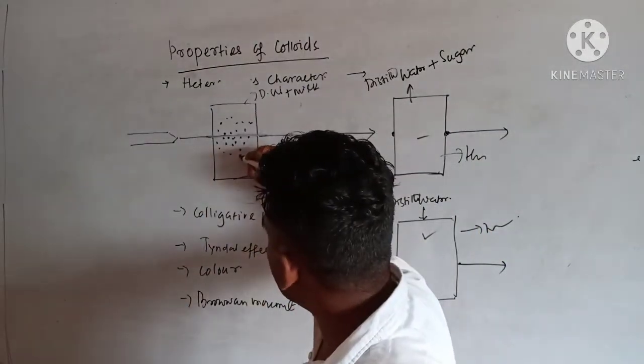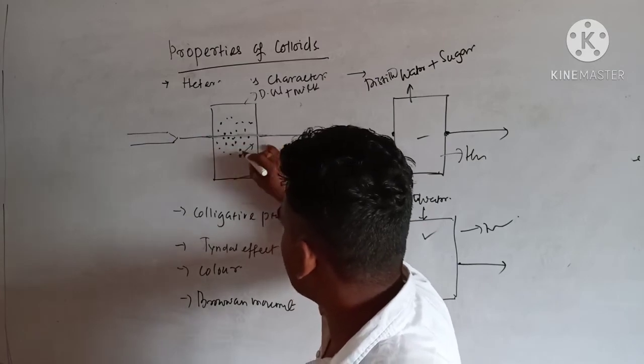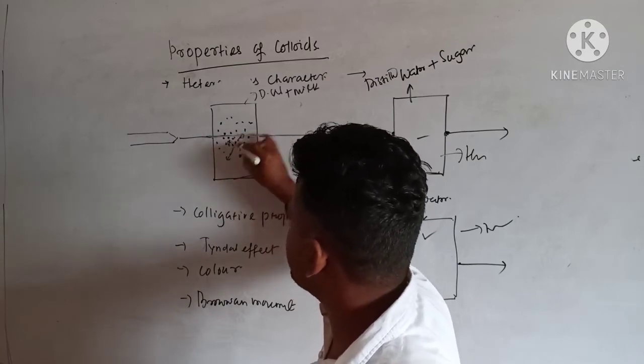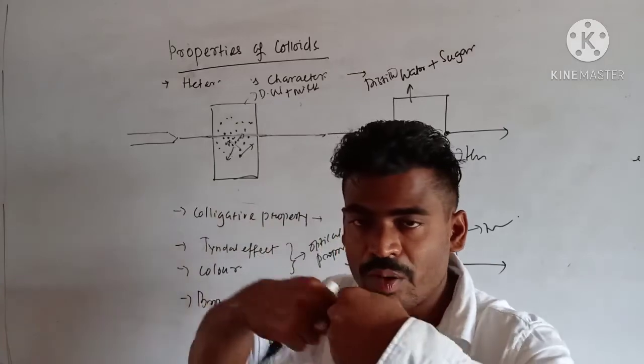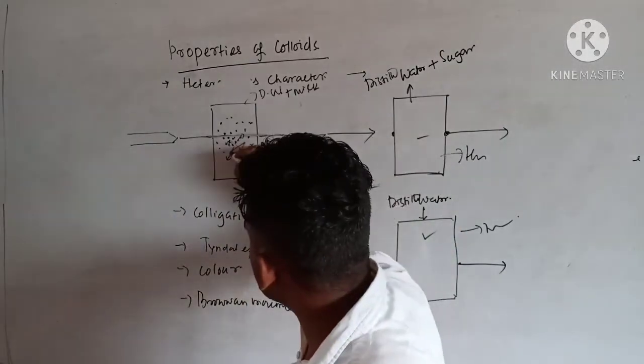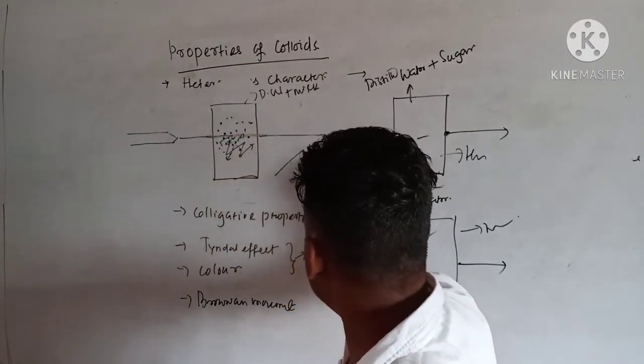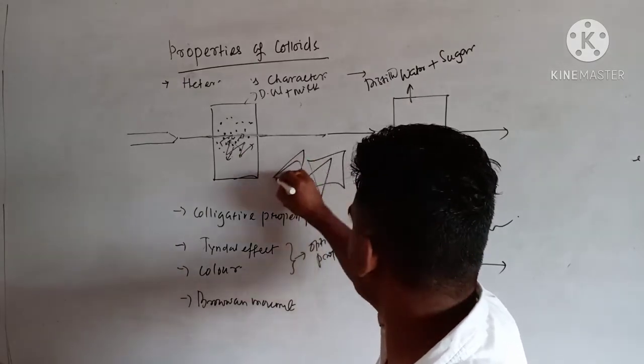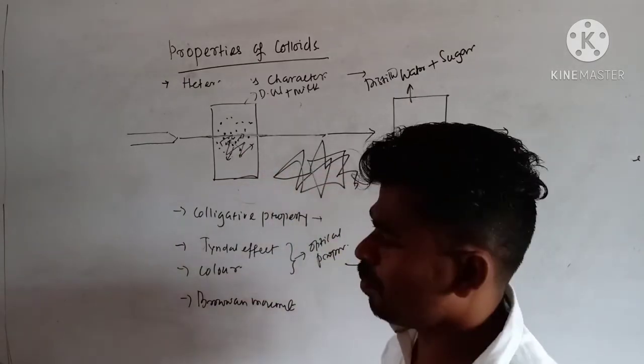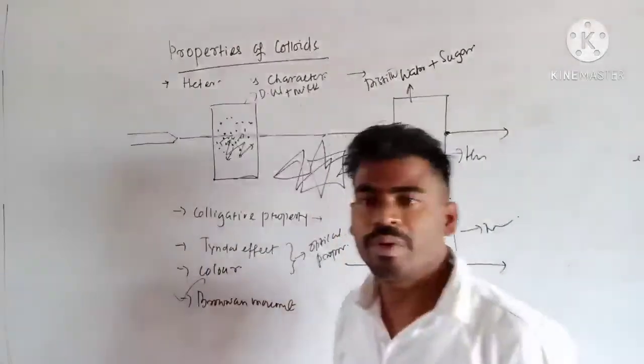And you see these particles, like gas molecules, are traveling here and there, with respect to all directions and also striking among themselves. So they move in this manner. This type of motion of colloidal particles is called Brownian motion. This is called Brownian motion.